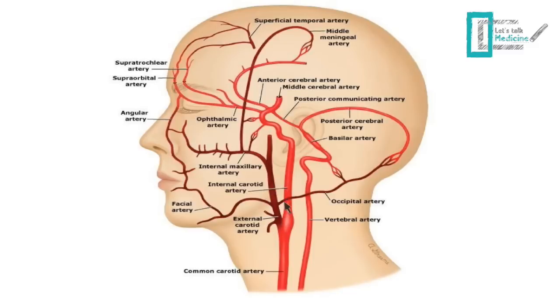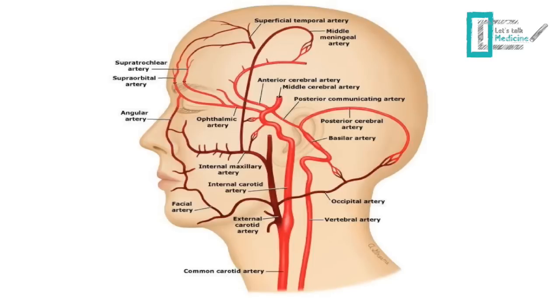Now let's talk about branches of the internal carotid artery. The internal carotid artery will move upwards and enter the cranial cavity, where it will also pierce the dura and arachnoid matter to go to the subarachnoid space. And from there, it will give its first branch, which is called the ophthalmic artery. The ophthalmic artery will enter the eye through the optic canal and supply the eye, and it will give a branch called the central retinal artery, which will supply the retina of the eye.